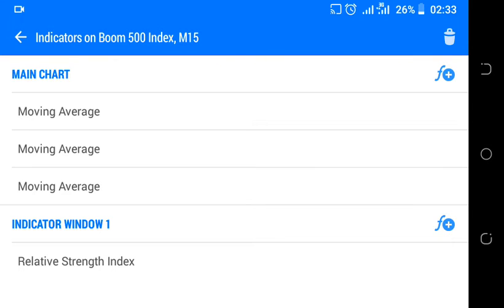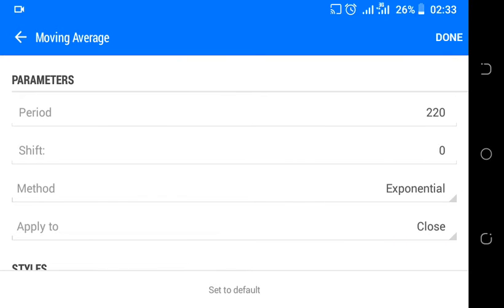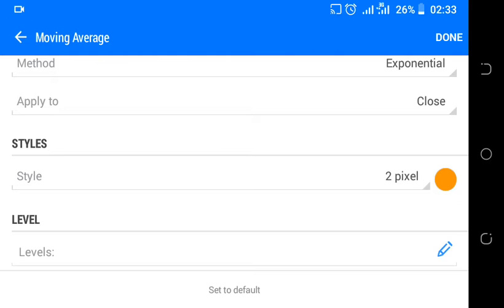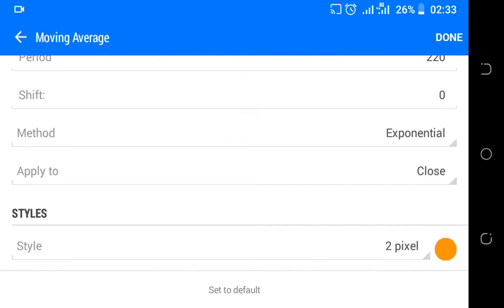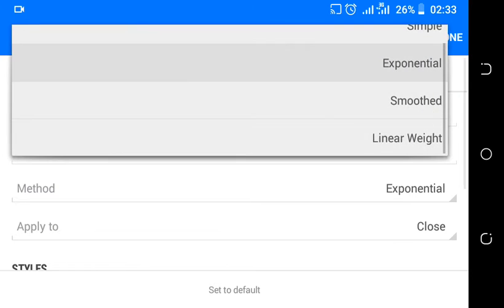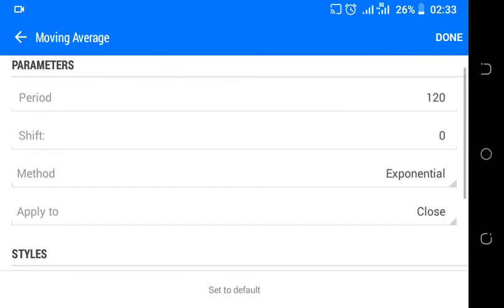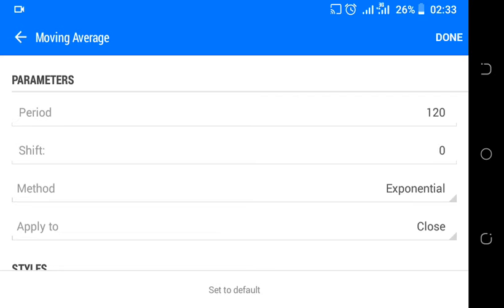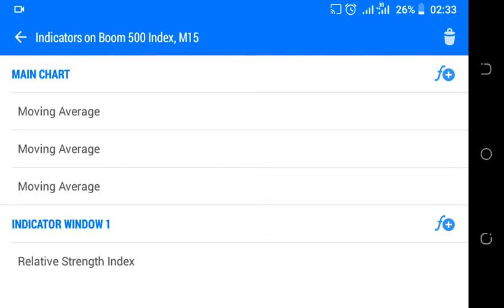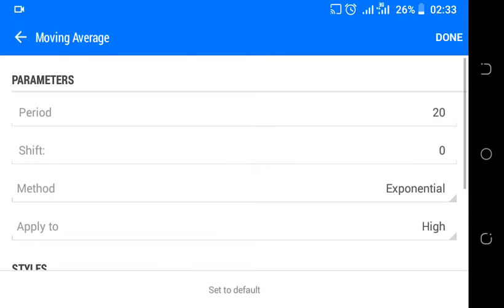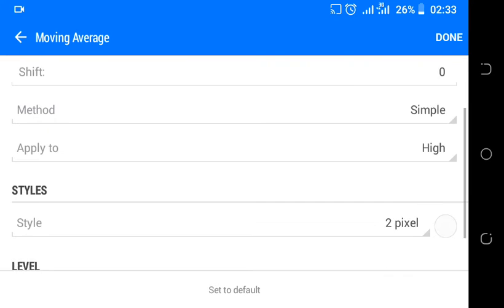I used 3 moving averages. The first one is 220. It is exponential, sorry for that. And then the brown is 220, whereas the blue is 120. The brown that is 220 is our trend moving average. This 120 is what I use for my exit. I will explain that. And then I use the 20 period, which is our white 20 period moving average.